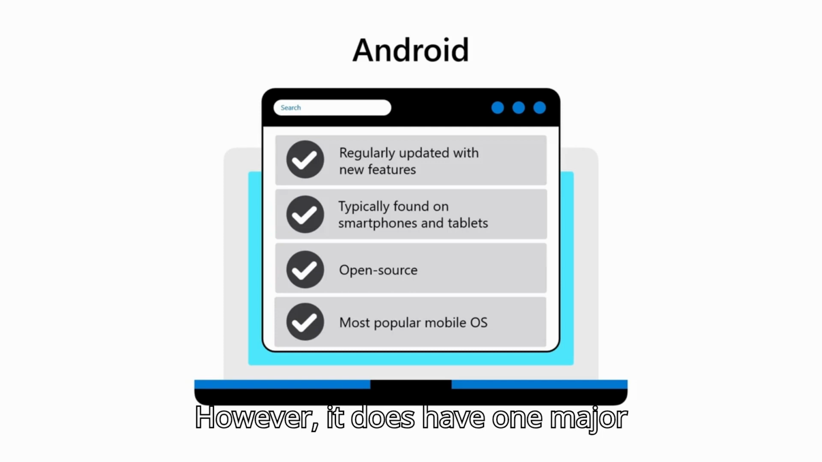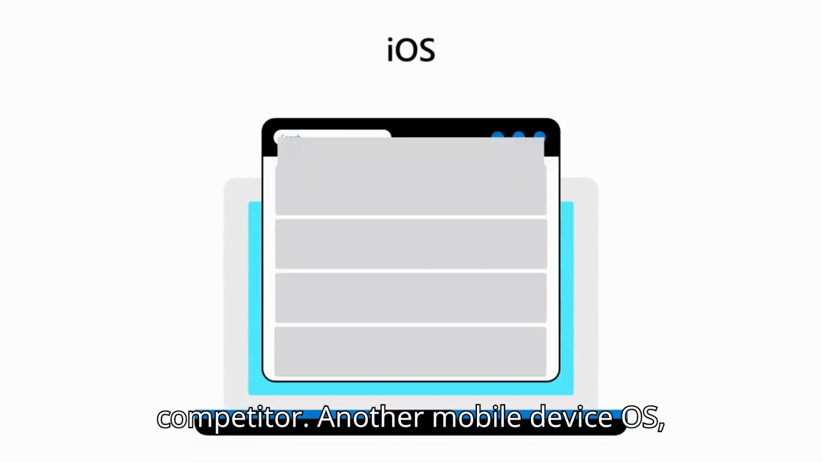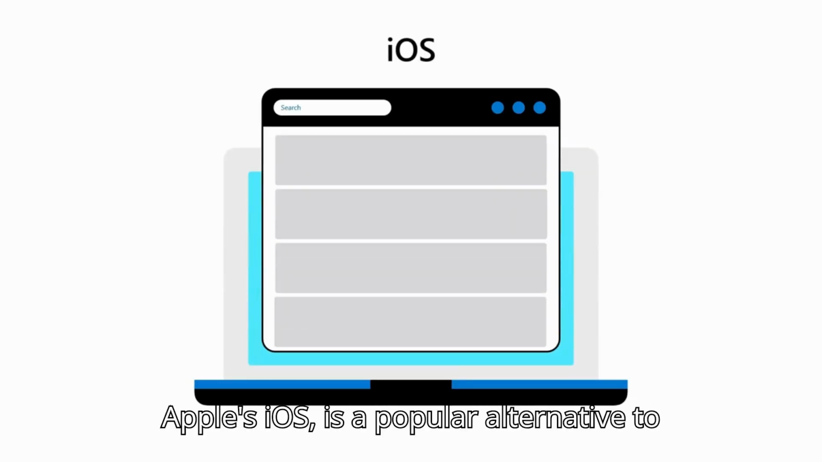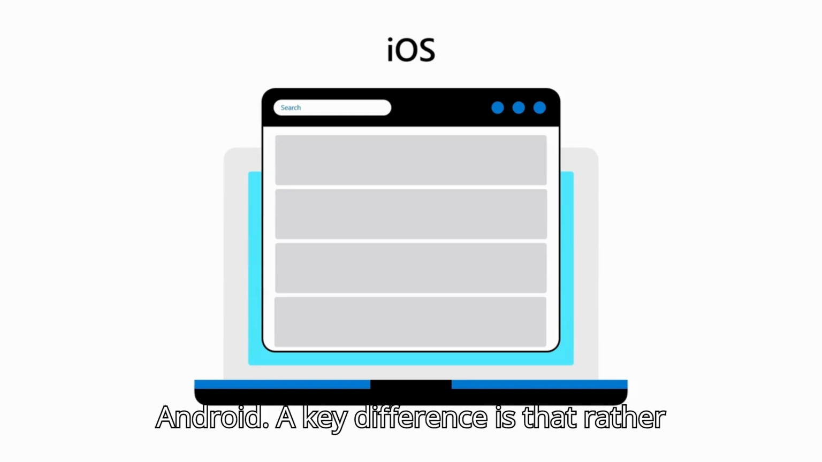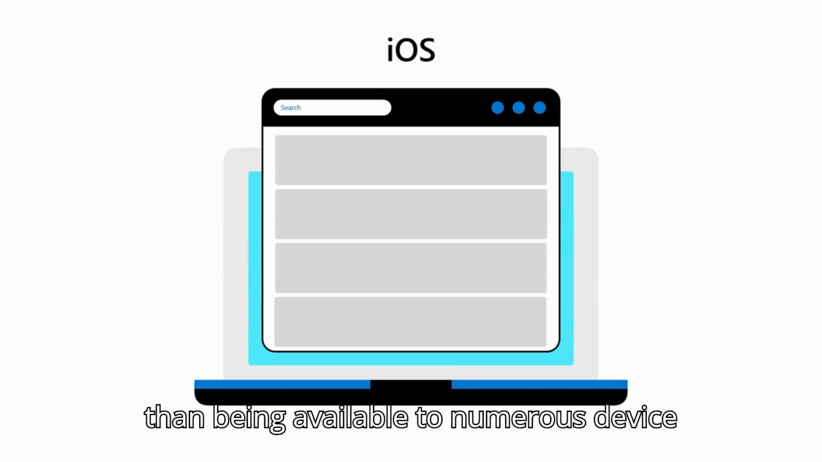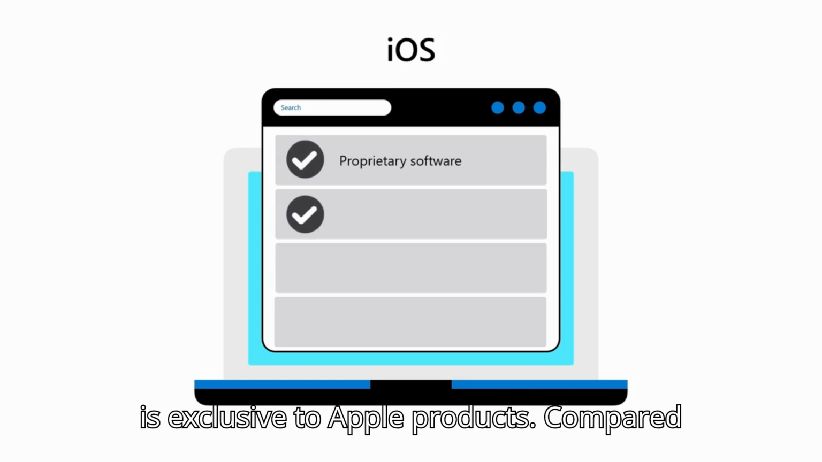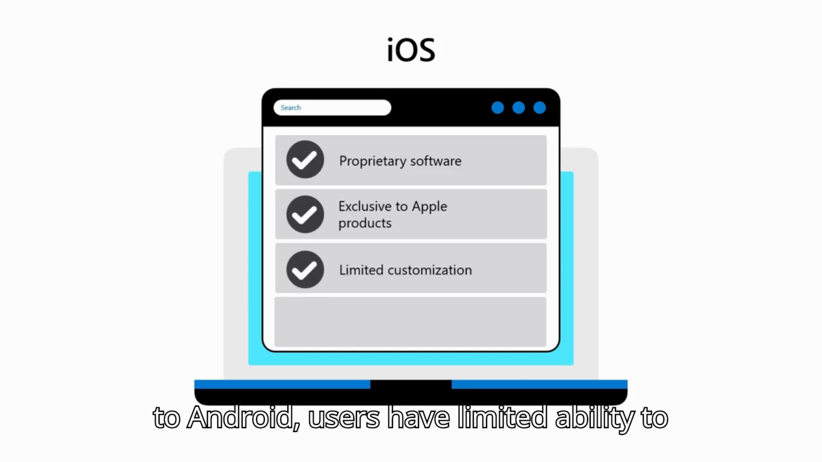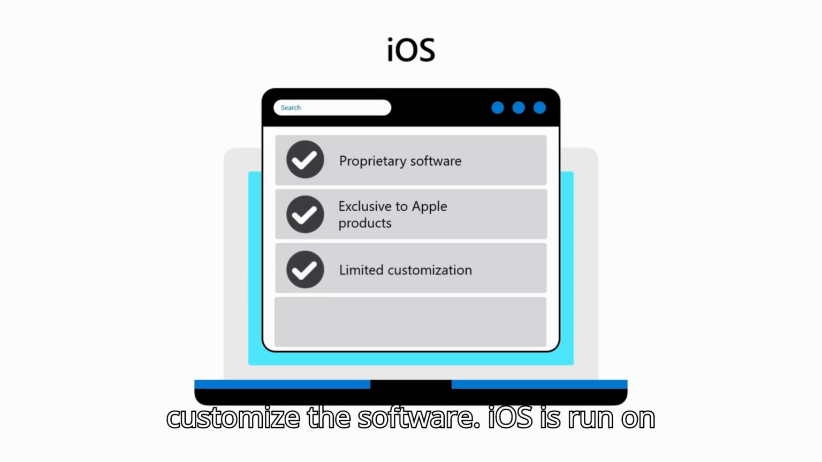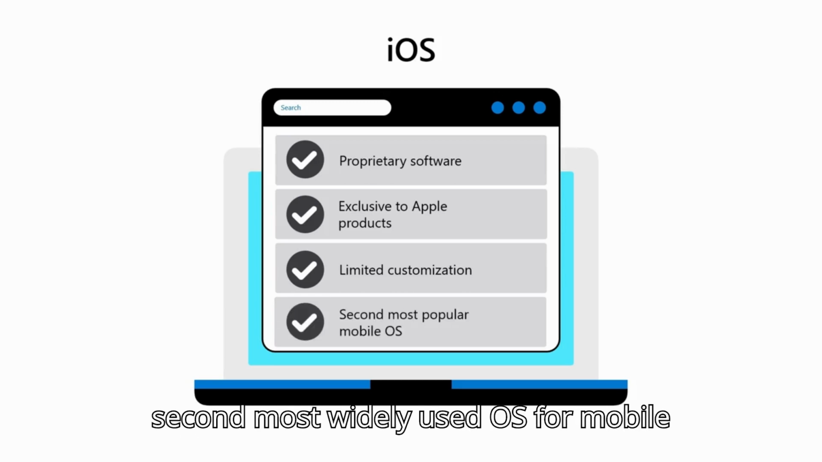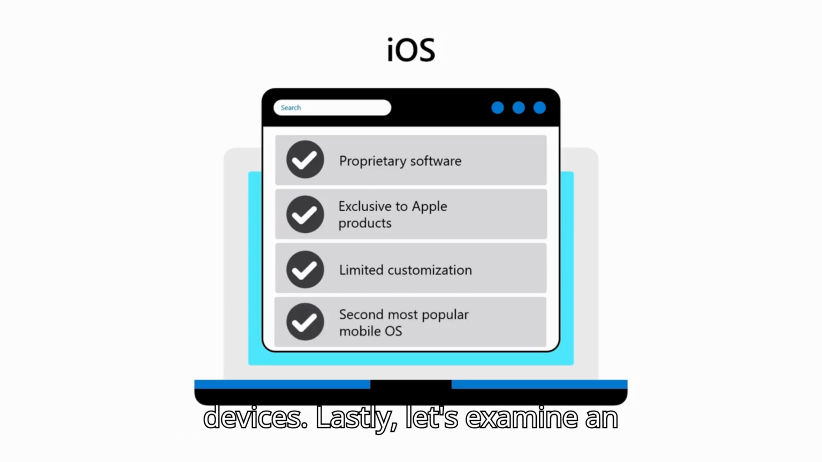However, it does have one major competitor. Another mobile device OS, Apple's iOS, is a popular alternative to Android. A key difference is that rather than being available to numerous device makers, it is proprietary software that is exclusive to Apple products. Compared to Android, users have limited ability to customize the software. iOS is run on iPhones, iPads, and iPods, and is the second most widely used OS for mobile devices.